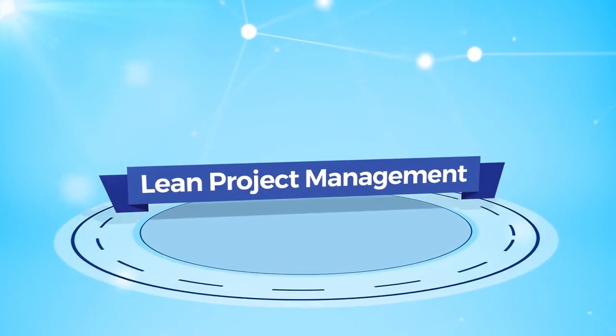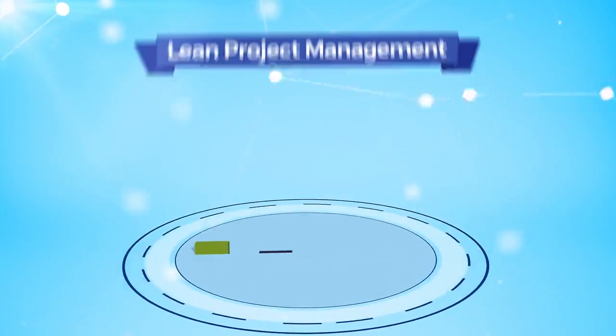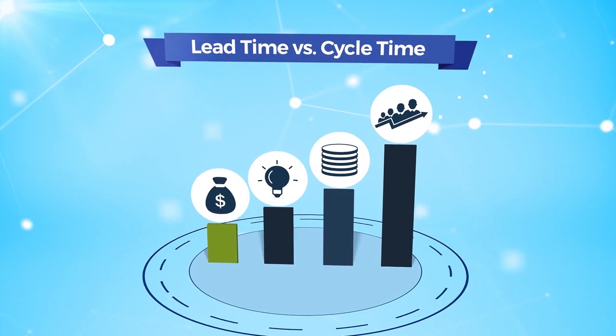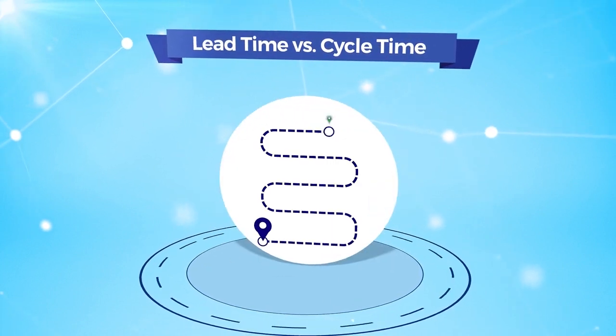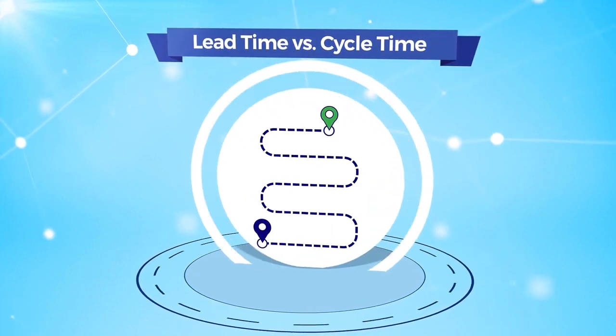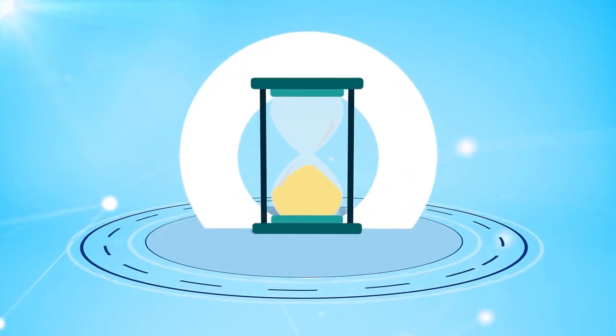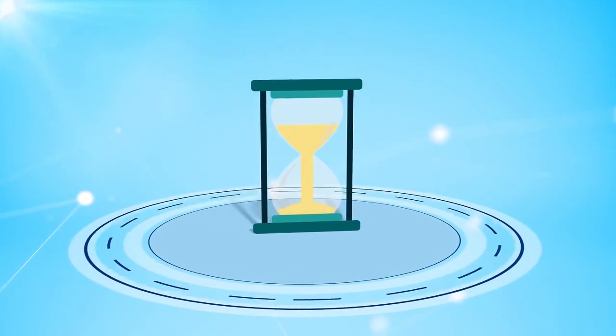In lean project management, one of the key concepts is process improvement. Lead time and cycle time are two important metrics that help determine how lean a process is. In other words, how much of the time dedicated to creating a product is value added.